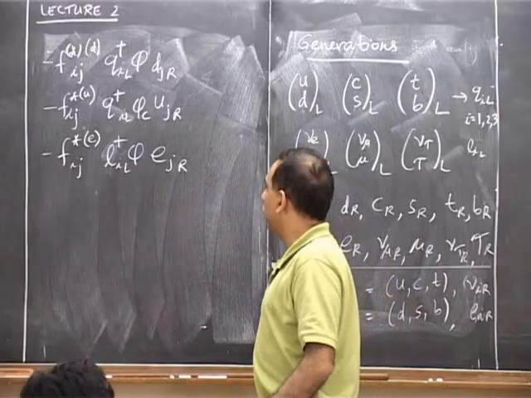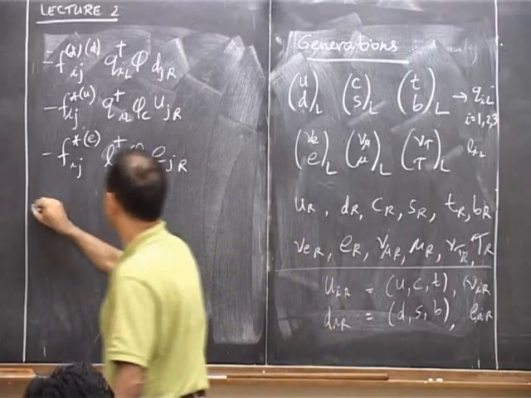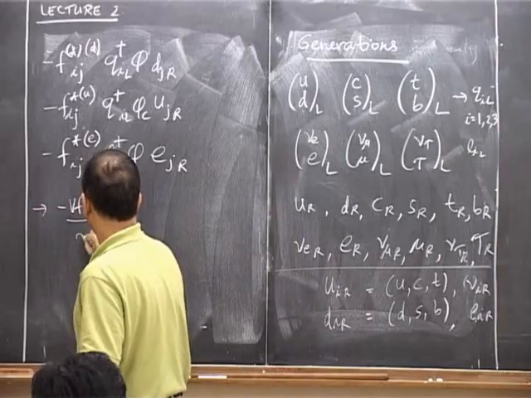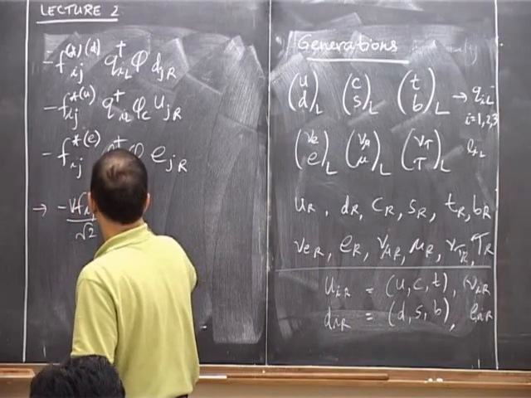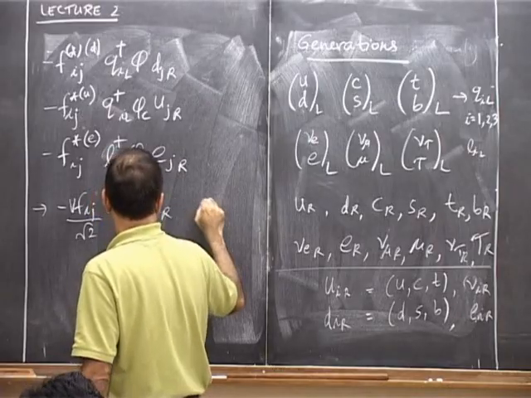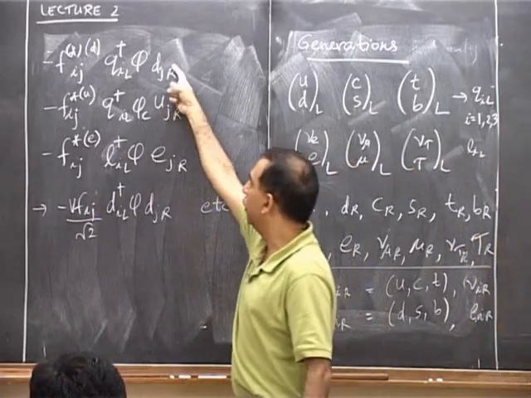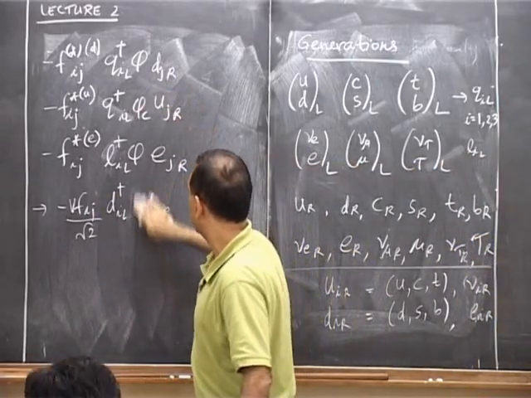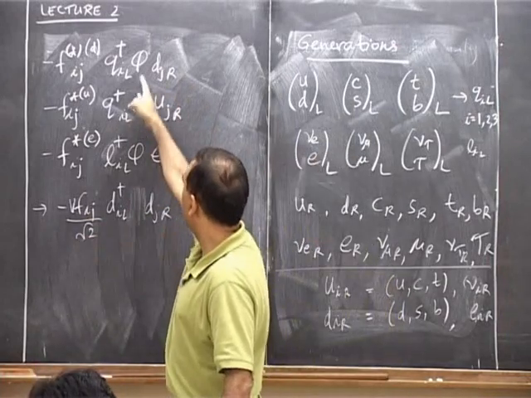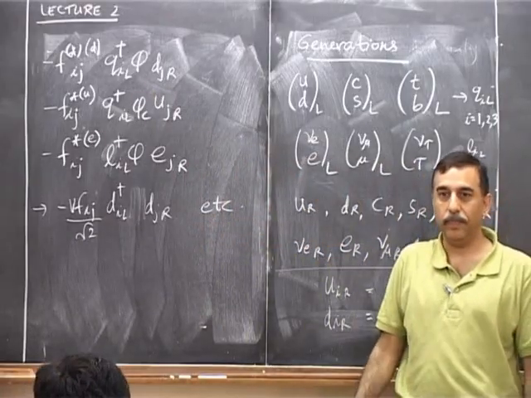What happens when I put in the vev of the Higgs is quite obvious from this. So this leads to minus Fij d over root 2 d dagger I left phi d j right, etc. Okay, this comes from the first term. Phi is replaced by v over root 2, and it's the down component, so we get d dagger d. So here's the mass term, non-diagonal mass term.